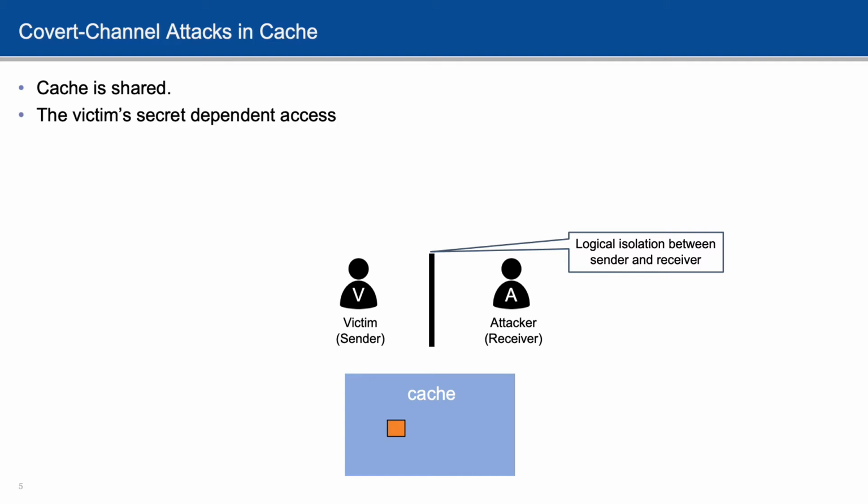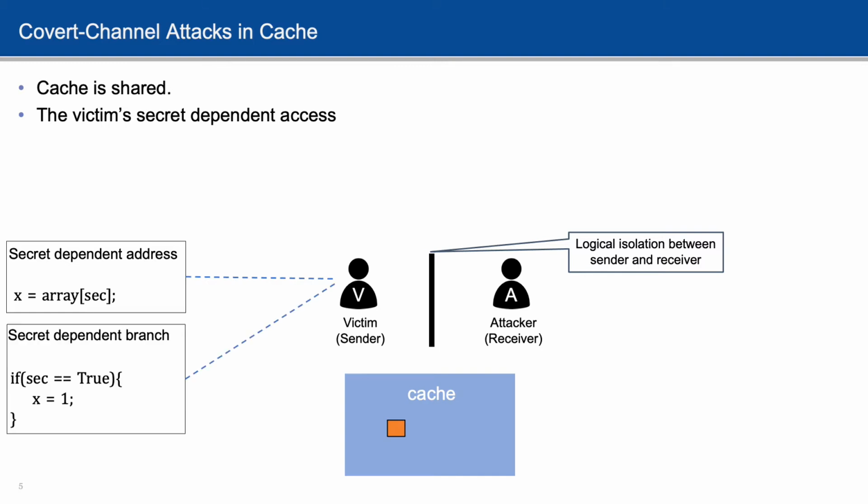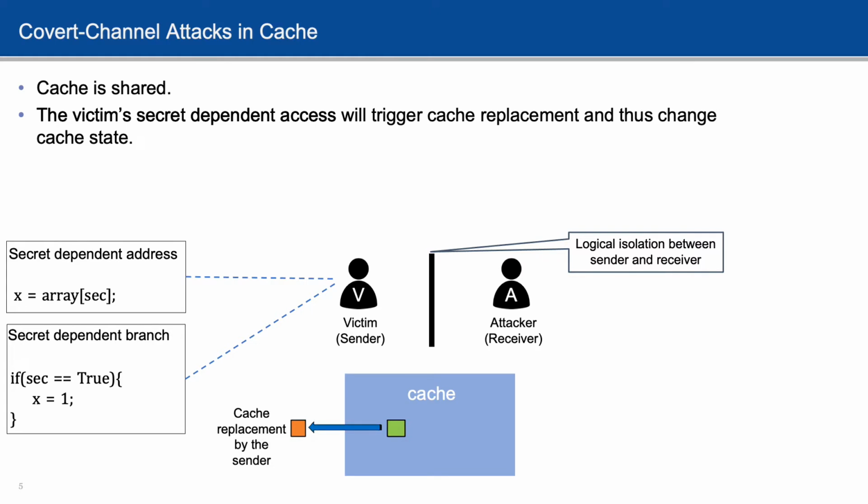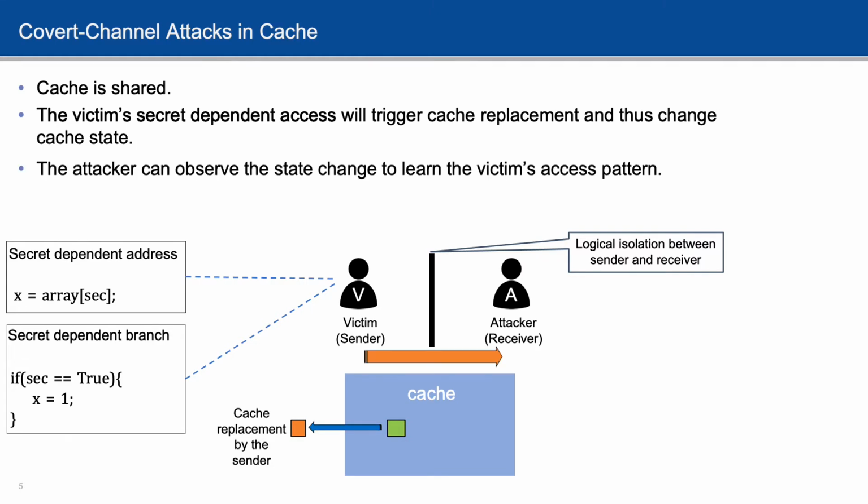However, if the victim has some secret dependent access, for example, if the access address depends on some secret, or there is some secret dependent branch where whether to access one address depends on the secret, such access will trigger cache replacement and thus change the cache state. For example, here the victim's access will trigger a cache replacement that replaces the orange block in this case.